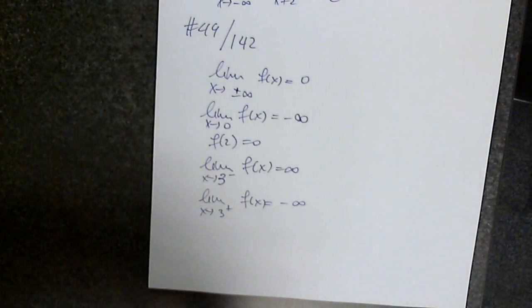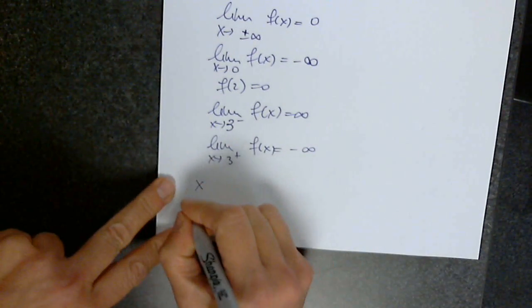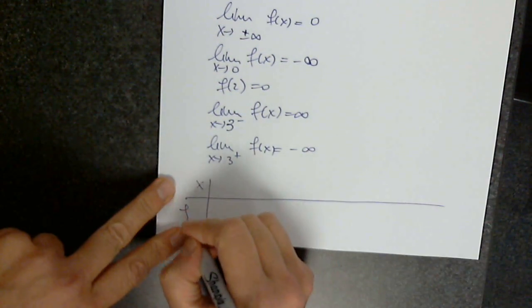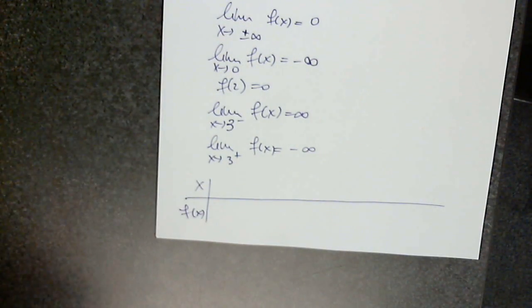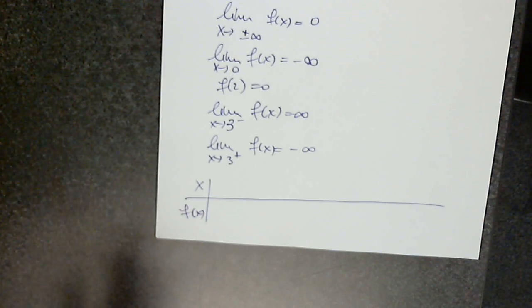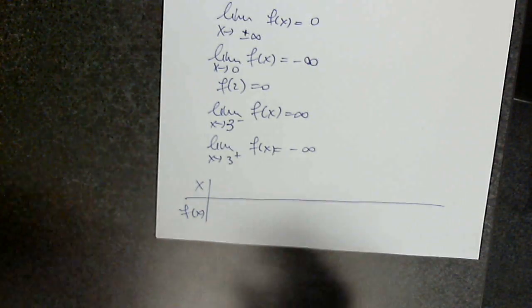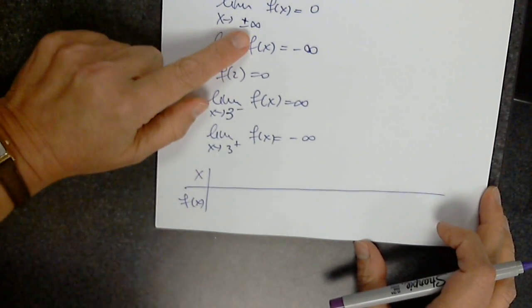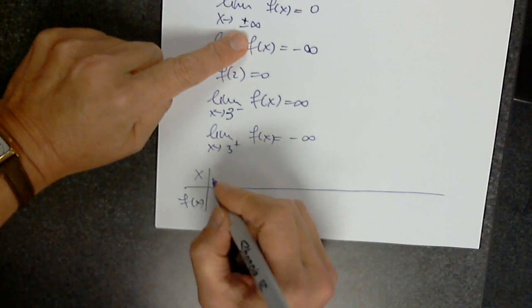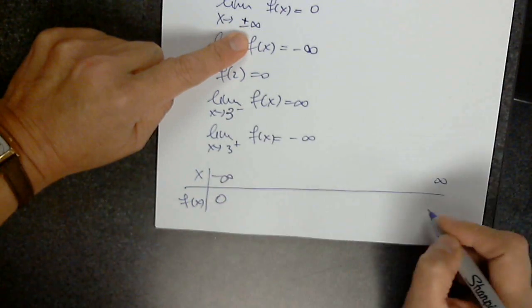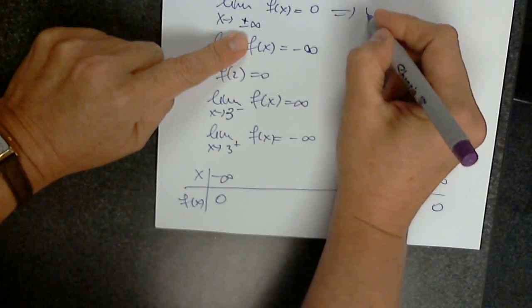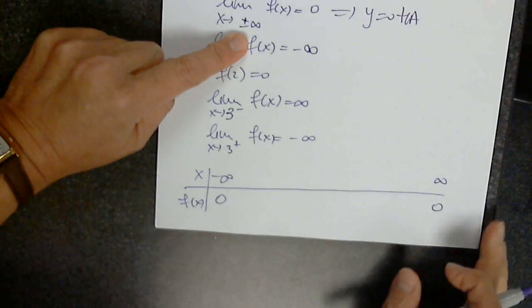So here's my chart, right? So the question is asking, find a formula. So there is more than one correct answer here. It doesn't say find the formula. It says find a formula for a function that satisfies the following conditions. Okay. So at positive and negative infinity the limit is 0. I know from here that y equals 0 is a horizontal asymptote.